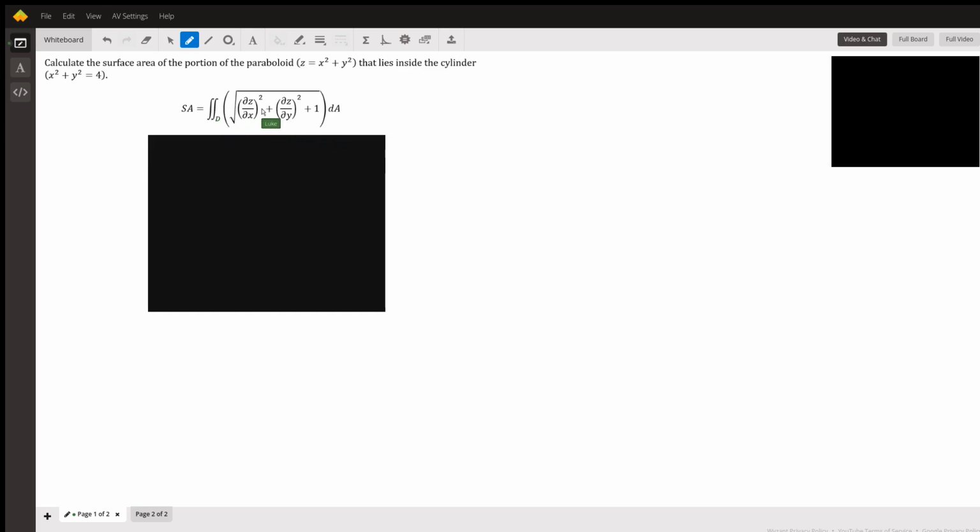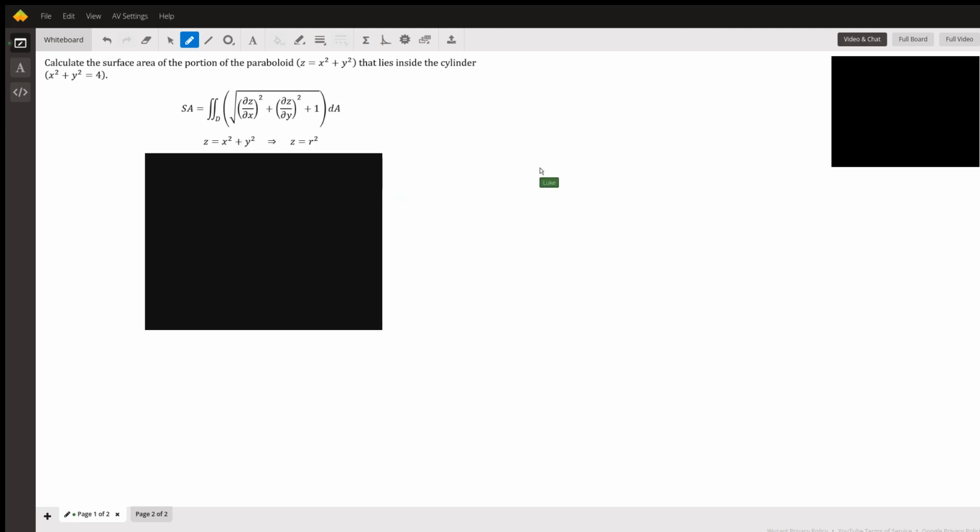So the surface area formula is the double integral over the region D, where z defines the surface and D is the region where we're finding that surface, of the square root of the partial derivative of z with respect to x, squared, plus the partial of z with respect to y, squared, and then add 1. Square root all of that and integrate with respect to the differential area dA.